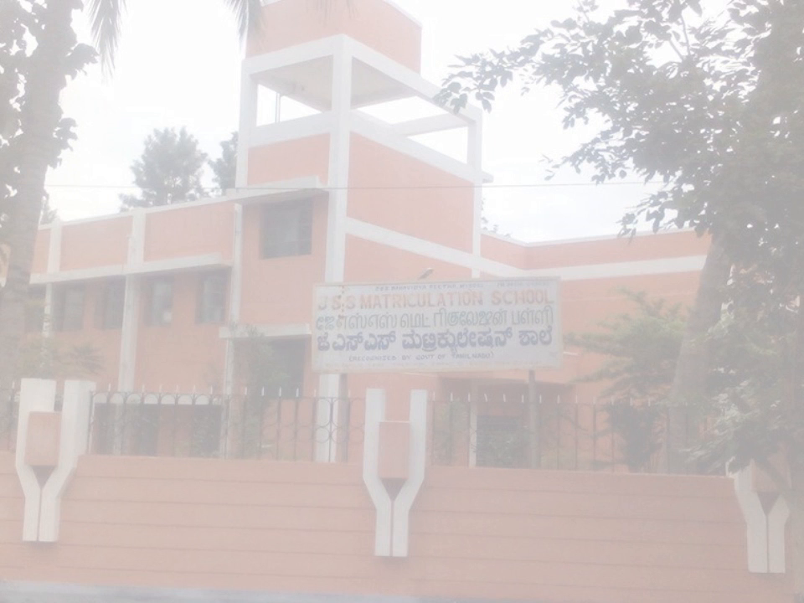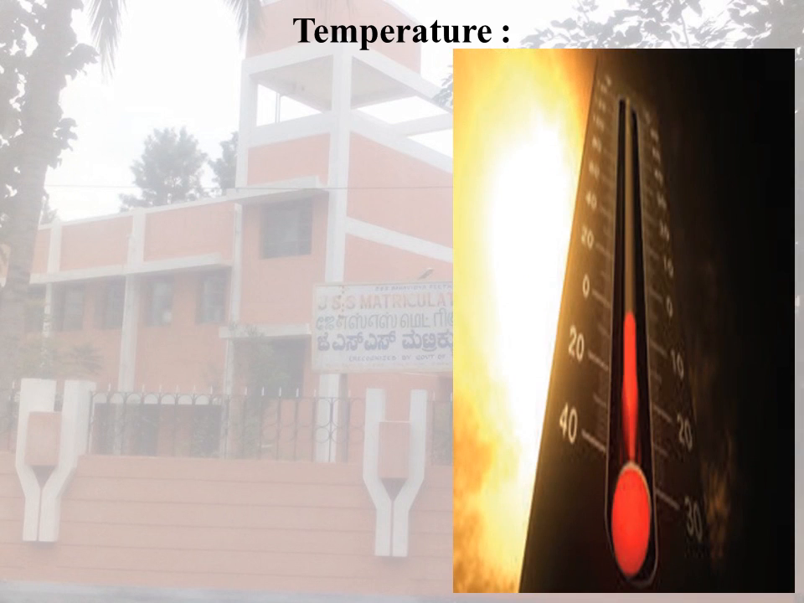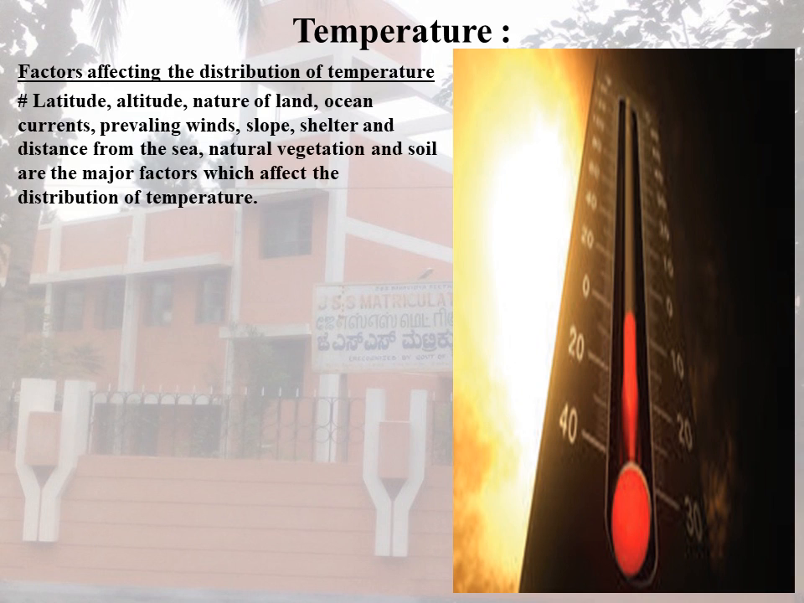Today I am going to explain geography lesson number 2, weather and climate, continued. In the past class I explained weather, climate and temperature. Today we continue with the factors affecting the distribution of temperature: latitude, altitude, nature of land, ocean currents, prevailing winds, slope, shelter and distance from the sea, natural vegetation and soils are the major factors which affect the distribution of temperature.